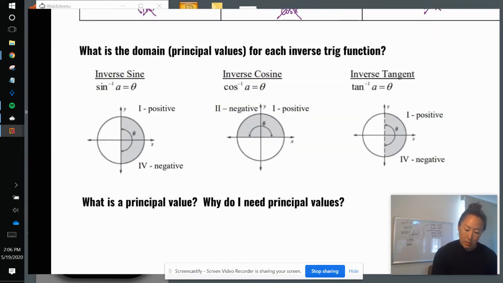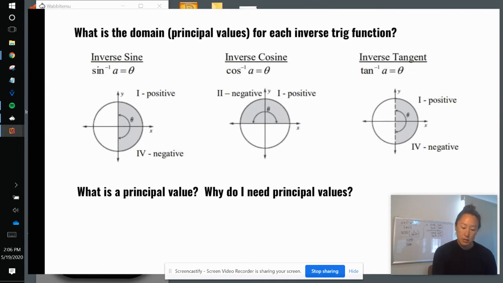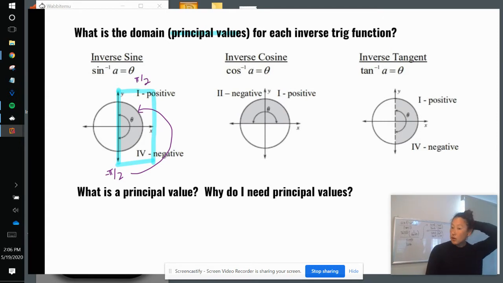All right, so we are going to figure out about these principal values. Your calculator only gives you one of the angles that could make your equation true. That one angle is going to be the principal value, from the principal quadrants. For sine, principal values come from the first and the fourth quadrant, and they are going to look like negative pi over 2 to pi over 2. So in other words, if you use your calculator to get your answer, your angle will only be between negative pi over 2 and pi over 2.